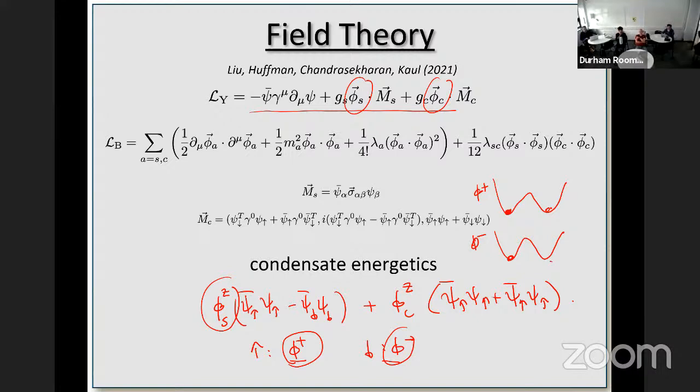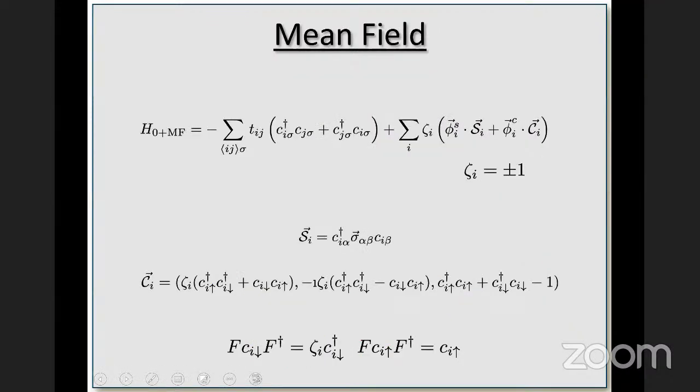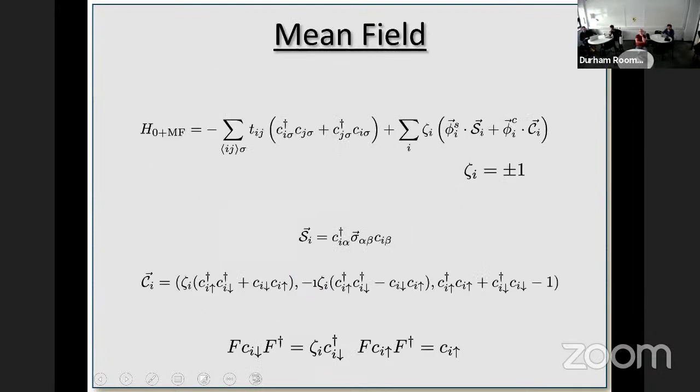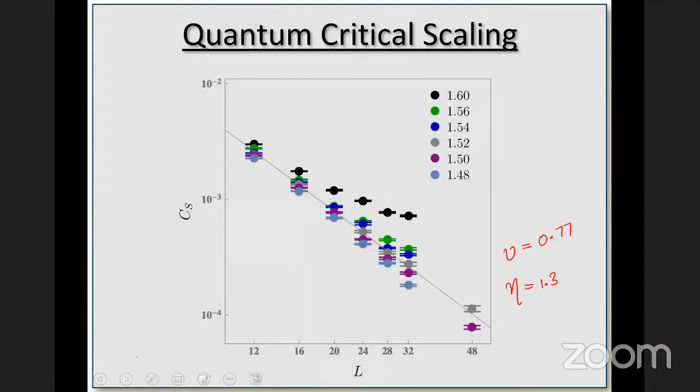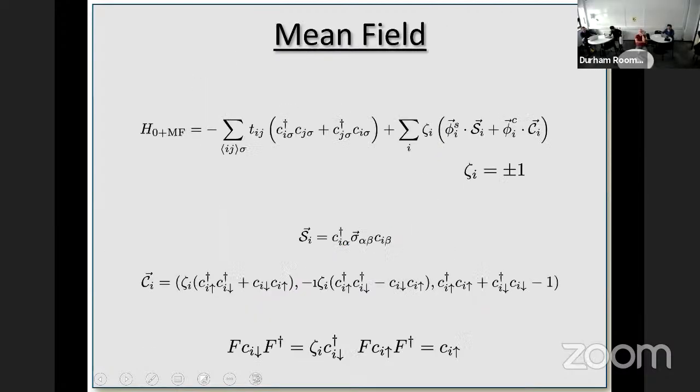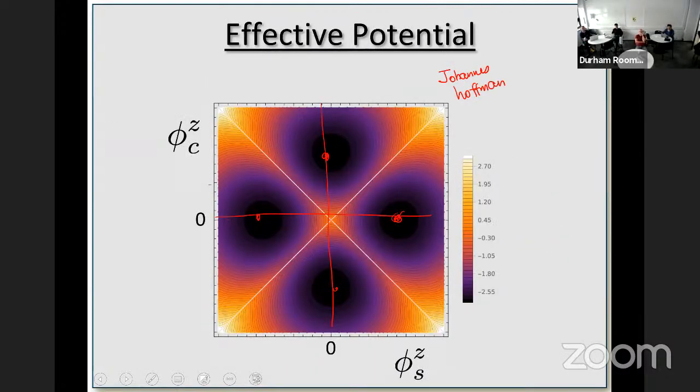Thanks. Can I also ask a question on your slide? Can you go back? The one with the potential, the picture with the wells. My reading of this is that you always have an SO3 symmetry, right? One of the order parameters is 0 in the vacua.